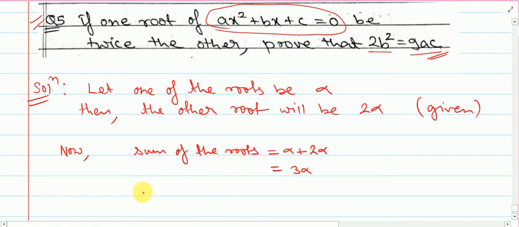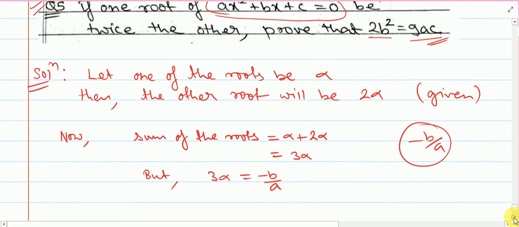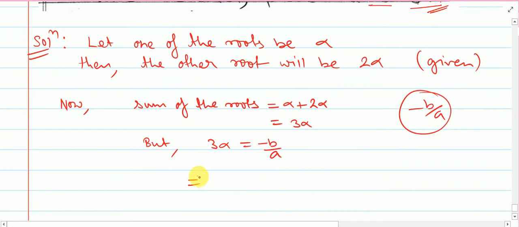But this 3 alpha means sum of the roots will be equal to how much? It will be minus b by a. So here we have b and here a, so we'll write minus b by a. Okay. So this implies alpha will be minus b upon 3a. Leave this as equation 1.